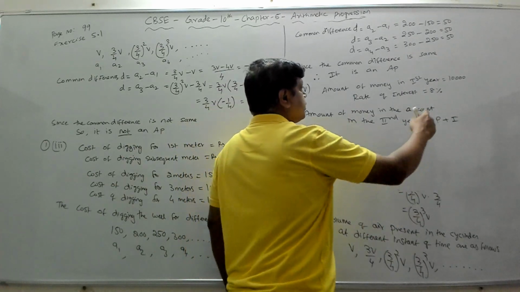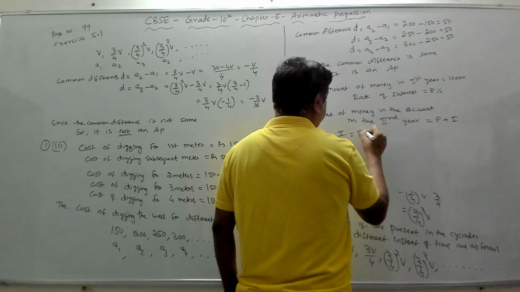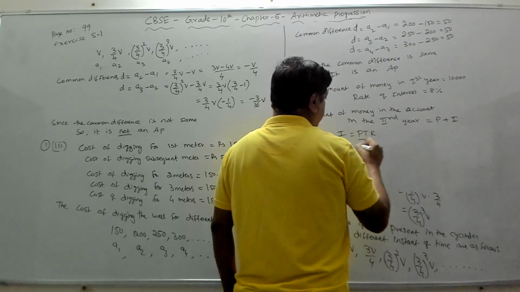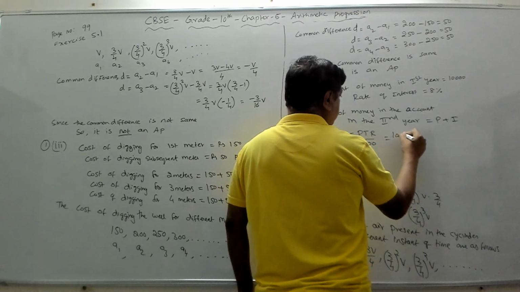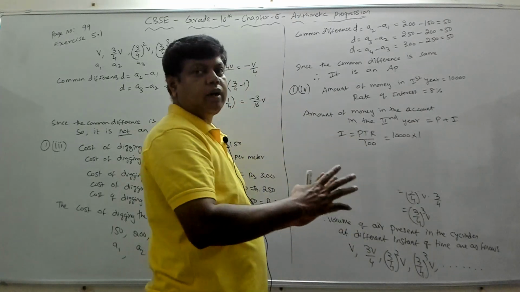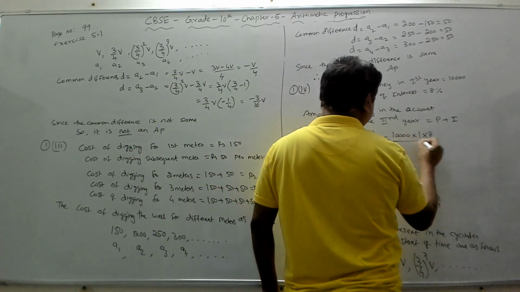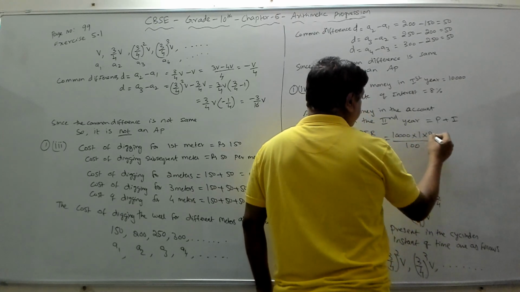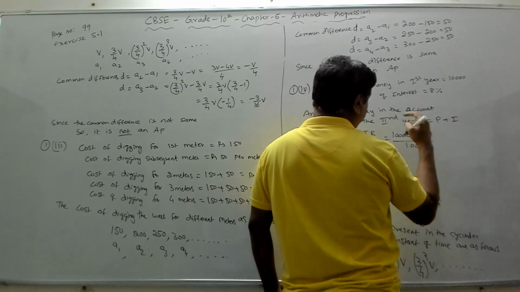The principal is 10,000. Now let's find interest. What is interest? I equals PTR by 100. Right? So P is how much? Principal is 10,000, into time is 1 year, because we are calculating only for the second year. Only 1 year we are calculating. Into rate of interest is 8% by 100. So 8% by 100. So you get what? So these two get cancelled, or we'll keep it like this.